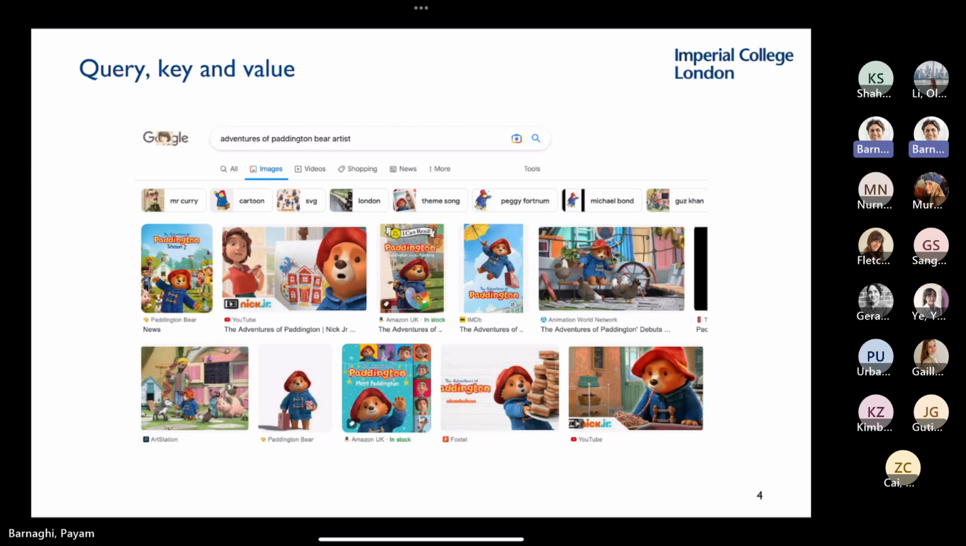The terminology in the attention model comes from information retrieval. I just wanted to clarify, because when you see the terminology, that is where it comes from. When you're searching for information, usually you write something as a keyword in any search engine. We call it a query. In this case, I'm looking for Paddington, and each of these videos will have metadata. Each piece of metadata has a key.